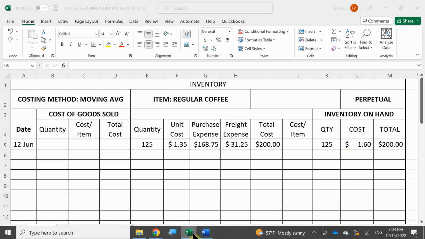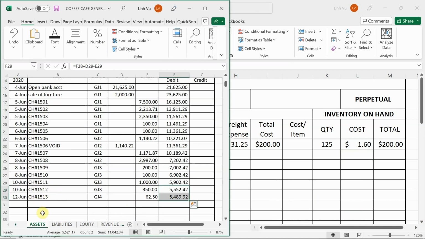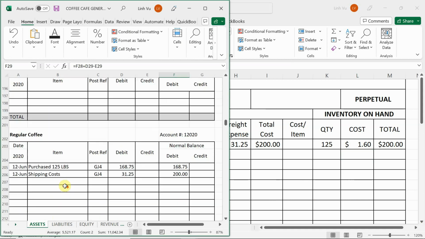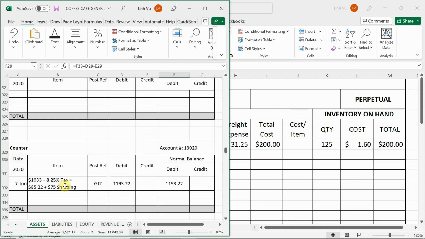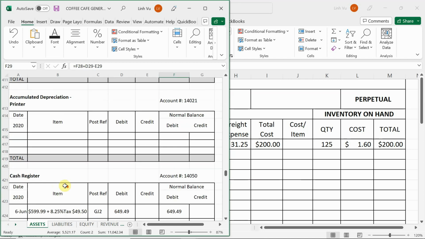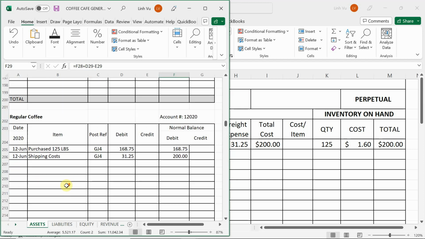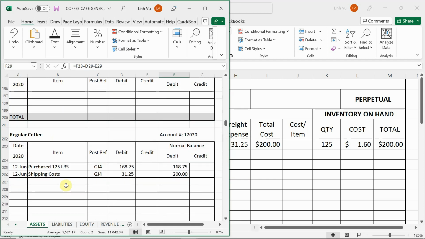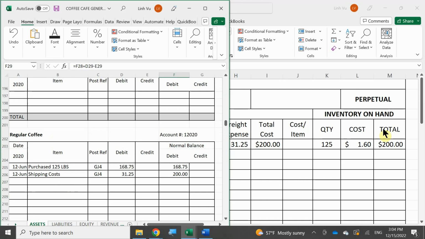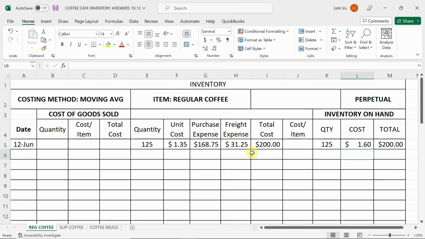Okay, so in this case, for my regular coffee, is the total amount in my regular coffee $200? I think I went past it. Okay, here's my regular coffee. Is my regular coffee currently at $200 as my total cost? Yes, it is. Okay, so therefore, that's what you have to constantly be doing, is checking that number so you don't make mistakes along the way and your calculations are coming out evenly. Okay, so that's that one there.